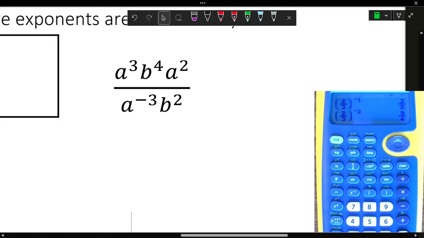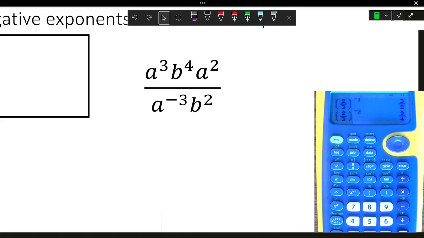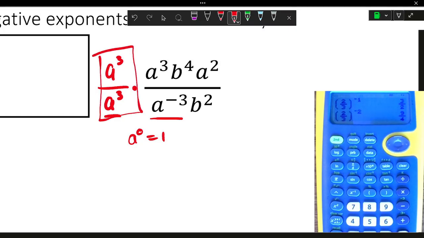If I want to clean up that a to the negative third power, one strategy is I can multiply by a giant 1, the number 1, in the form a cubed over a cubed. What's convenient about that a cubed is when I multiply a to the third times a to the negative third, those two together become a to the 0 power, which is just equal to the number 1. So multiplying by this number 1 does not change my value, but it's really changing the format in a convenient way because now I don't have a negative exponent.